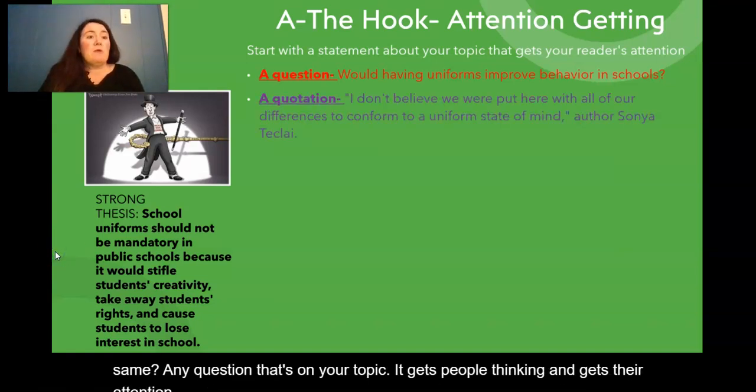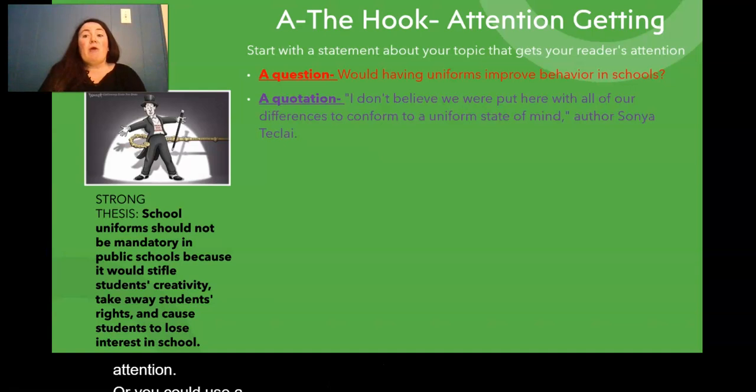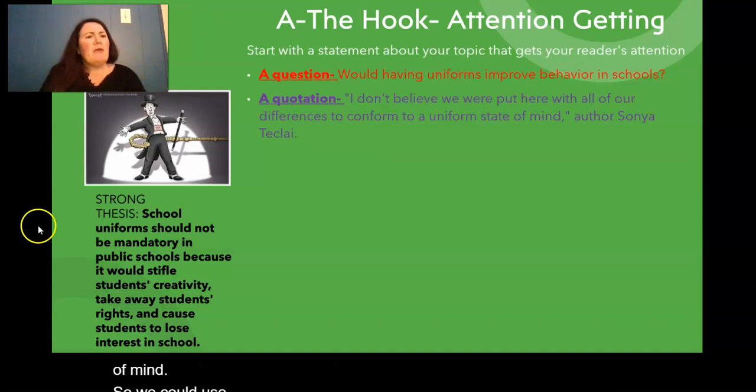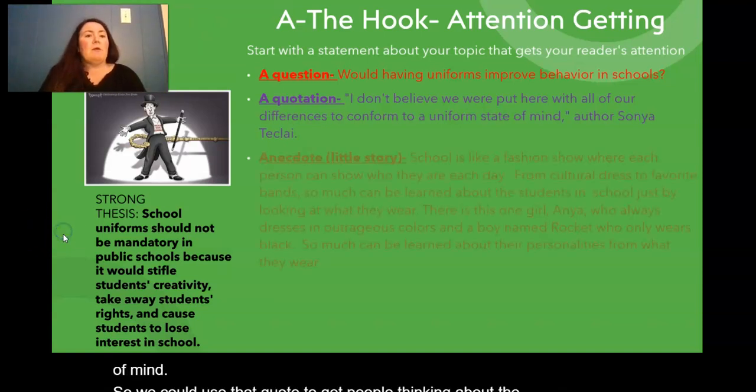Or you could use a quotation. All right. The author, Sonia Tekle, said, "I don't believe we were put here with all of our differences to conform to a uniform state of mind." So we could use that quote to get people thinking about the topic and work into it.